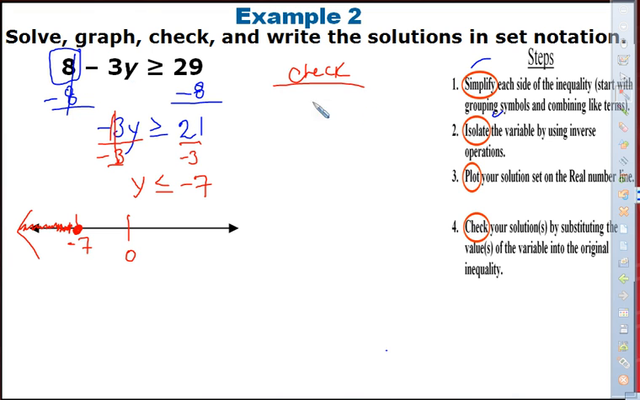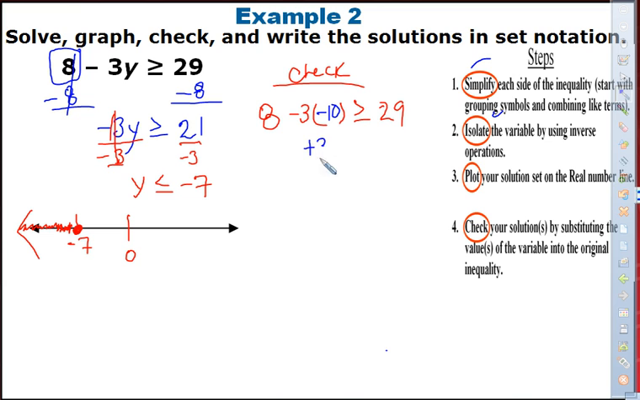Let's rewrite our inequality: 8 minus 3, and instead of the variable, we open a parenthesis, greater than or equal to 29. Let's see. I'm going to choose a number from my solution set just to make sure I got this right. Probably the easiest one I can think of is negative 10 from that solution set. Is that correct? Yeah.